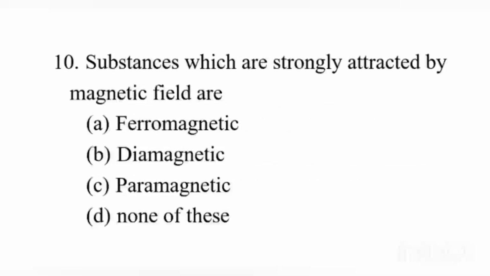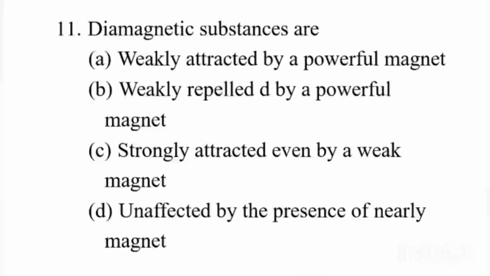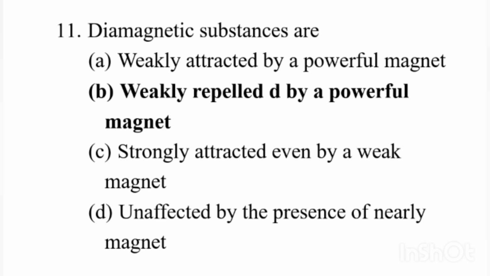Question number 10. Substances which are strongly attracted by a magnetic field are option A, ferromagnetic, option B, diamagnetic, option C, paramagnetic, option D, none of these. Here the correct answer is option A, ferromagnetic. Question number 11. Diamagnetic substances are option A, weakly attracted by a powerful magnet, option B, weakly repelled by a powerful magnet, option C, strongly attracted even by a weak magnet, option D, unaffected by the presence of a nearby magnet. Here the correct answer is option B, weakly repelled by a powerful magnet.